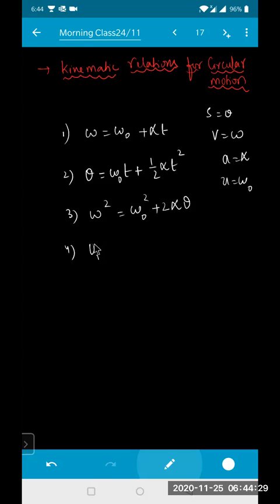That means theta nth will be equal to omega naught plus half of alpha into 2n minus 1, into t square. Isn't it? So these are the basic equations which you need to remember.